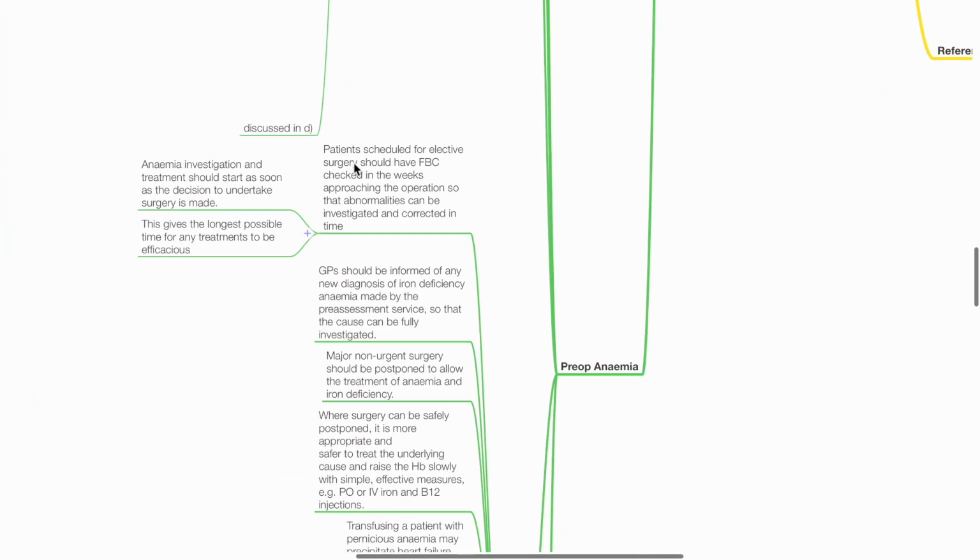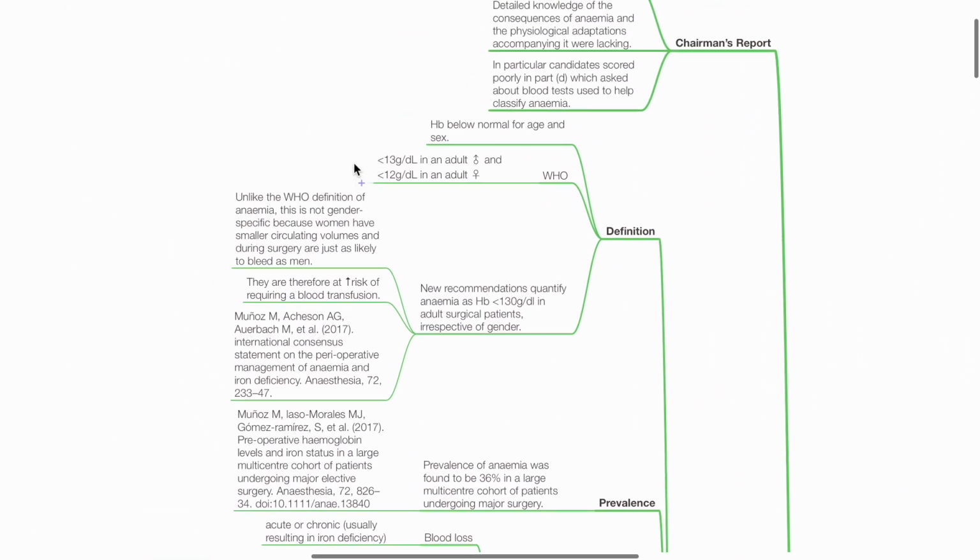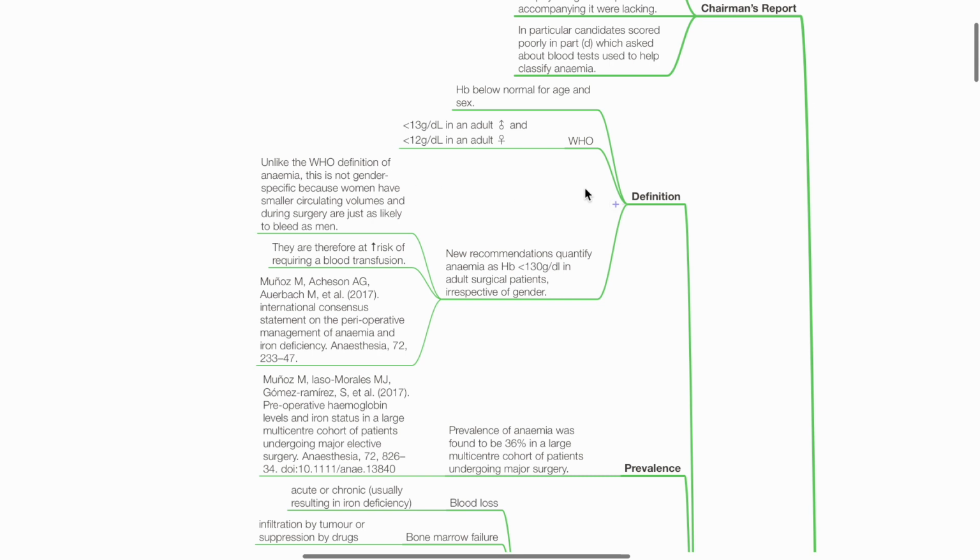Pre-op anemia. Definition. The WHO definition is Hb of less than 13 grams per dL in an adult male and less than 12 grams per dL in an adult female. However, newer recommendations, such as in the International Consensus Statement on the Perioperative Management of Anemia and Iron Deficiency in 2017, quantify anemia as Hb of less than 13 grams per dL in adult surgical patients irrespective of gender.